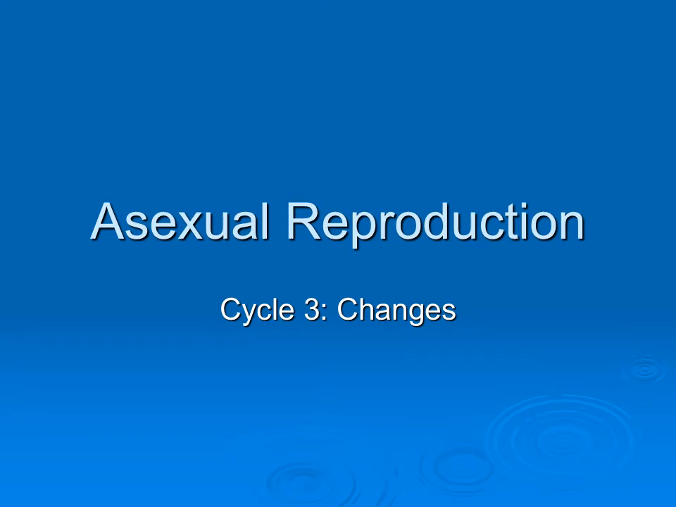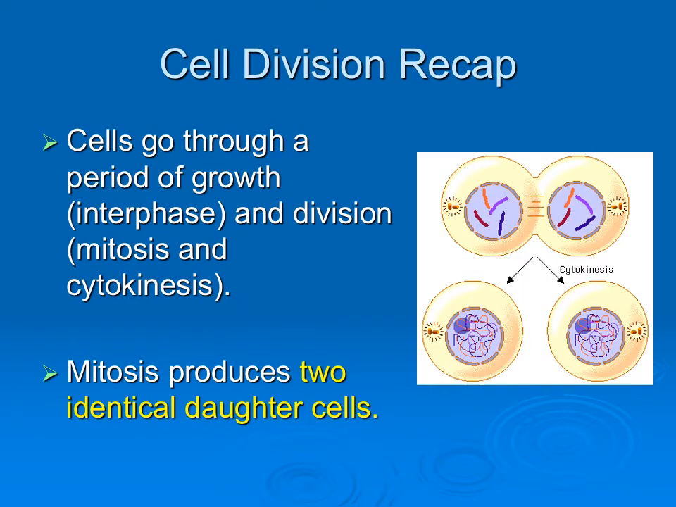Hi everyone, welcome to Asexual Reproduction lesson. We are still in the beginning of cycle 3, which is changes. And so far we have discussed changes in terms of mitosis and how the cell changes so that it can grow and divide. So just a quick cell division recap.